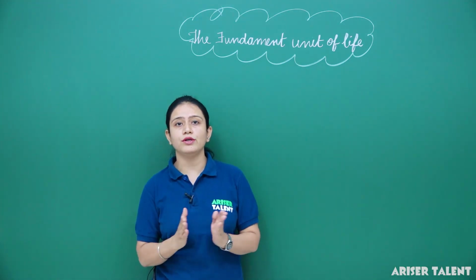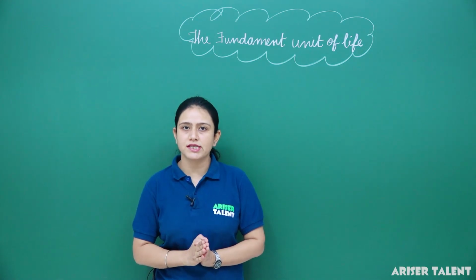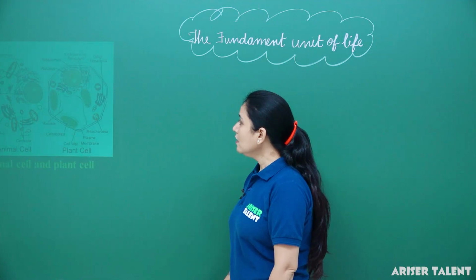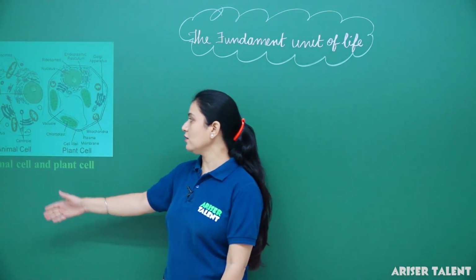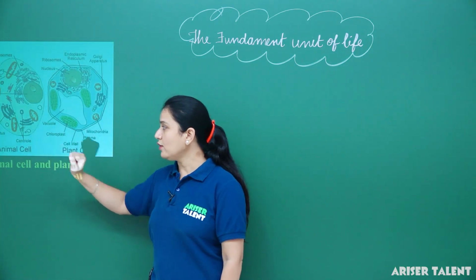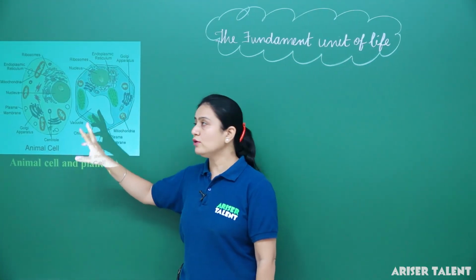So today we are going to discuss the eukaryotic cells that are plants and animals. So here we go. Here we have the structure of eukaryotic cell, that is animal cell and plant cell. Okay, if we talk about the structure, we will go with the structure.